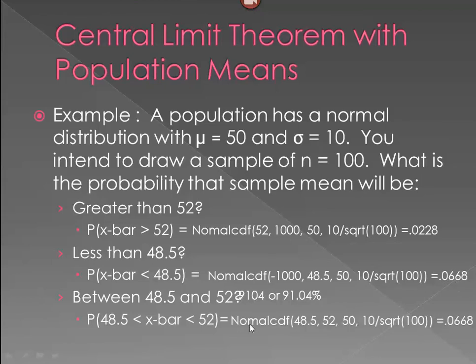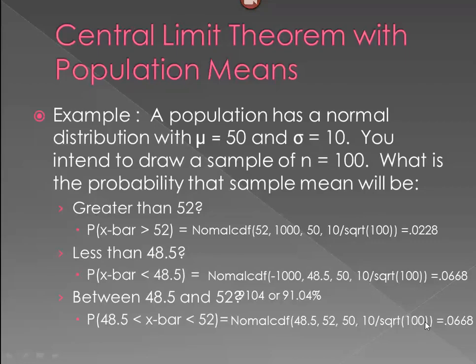Look at the last one. Normal CDF, we have two boundaries, 48.5 and 52, so that's our lower and upper boundary, 50. And this should not be 0.0668. This should actually be 0.9104.